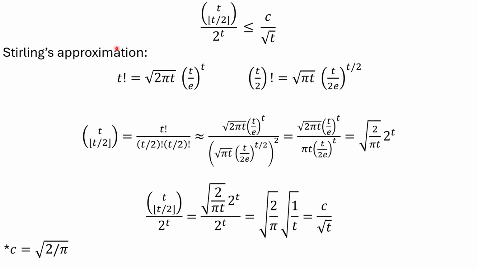Next step, we use Stirling approximation and we get these results for t and t divided by 2. We open the definition of choose, we get this here. Then we approximate it by Stirling's approximation, and this is the result we get. We remember it's divided by 2 to the power of t, so we divide it by 2 to the power of t, and we get this. Remember, c was this number here, 2 divided by pi, to the power of half. We get this result.